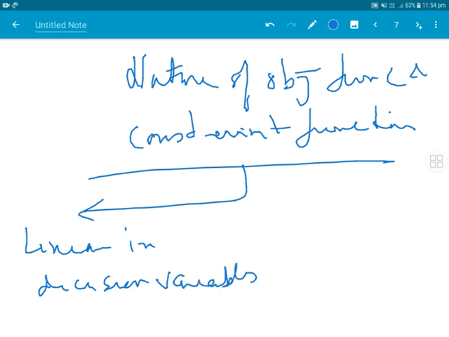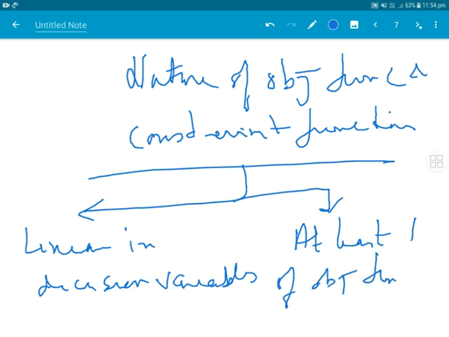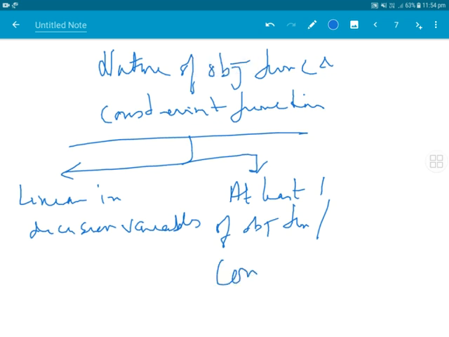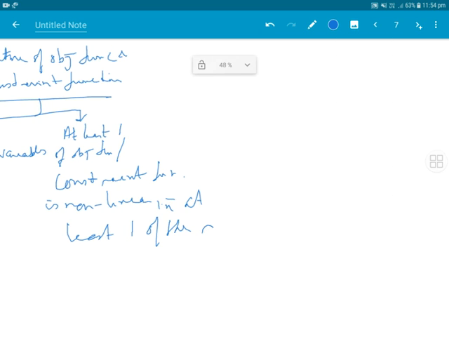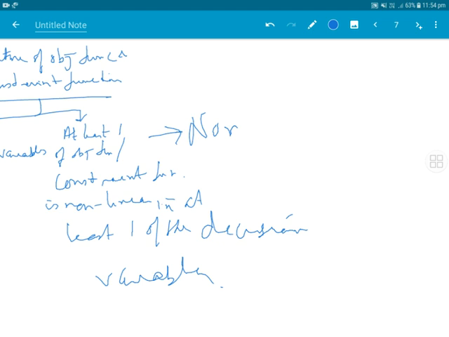And if at least one of the objective function or constraint functions is nonlinear in at least one of the decision variables, then obviously it is said to be of non-linear type. In this case it is a non-linear optimization problem, OPT problem I am writing in short.